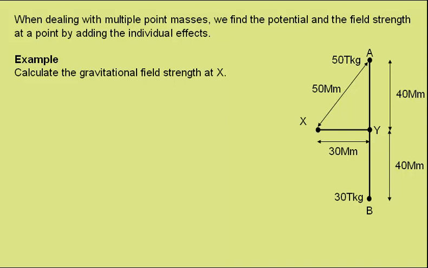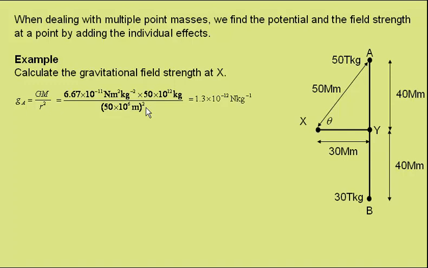Well, now I can find the gravitational field strength at point X due to mass A using this formula and putting in the values of the gravitational constant given on the data sheet. Terakilograms are 10 to the 12, so this is 50 times 10 to the 12 kilograms, and the megameters is 50 times 10 to the 6 meters, which we must square. This gives the gravitational field strength due to mass A at X of 1.3 times 10 to the minus 12 newtons per kilogram.